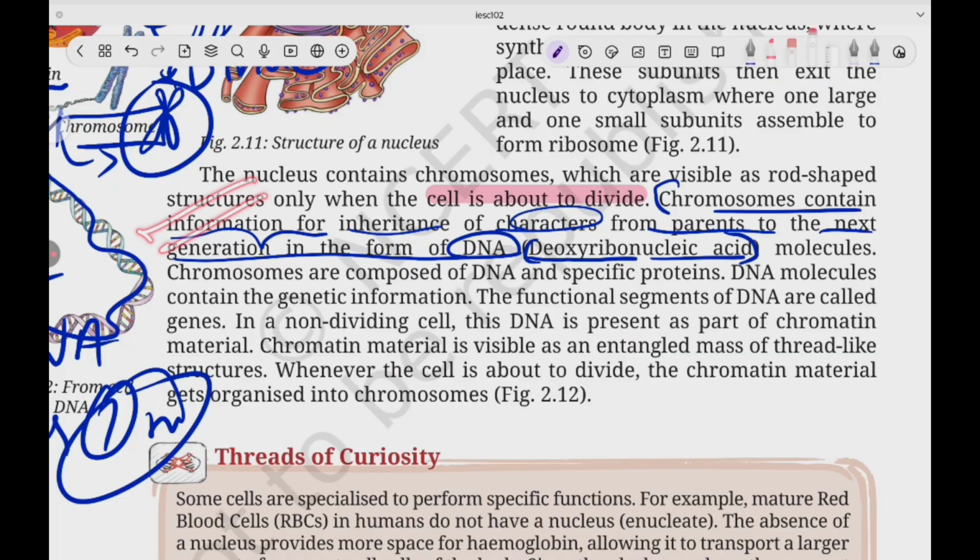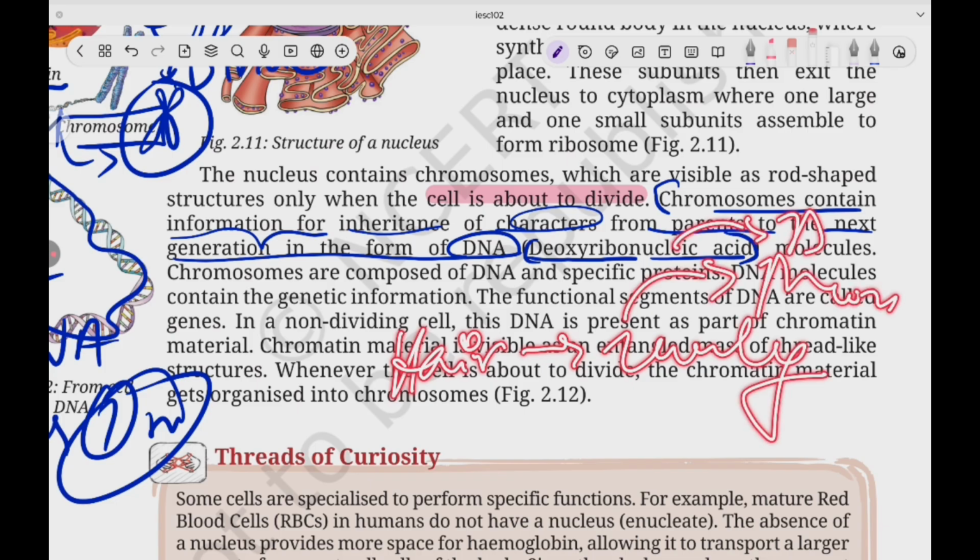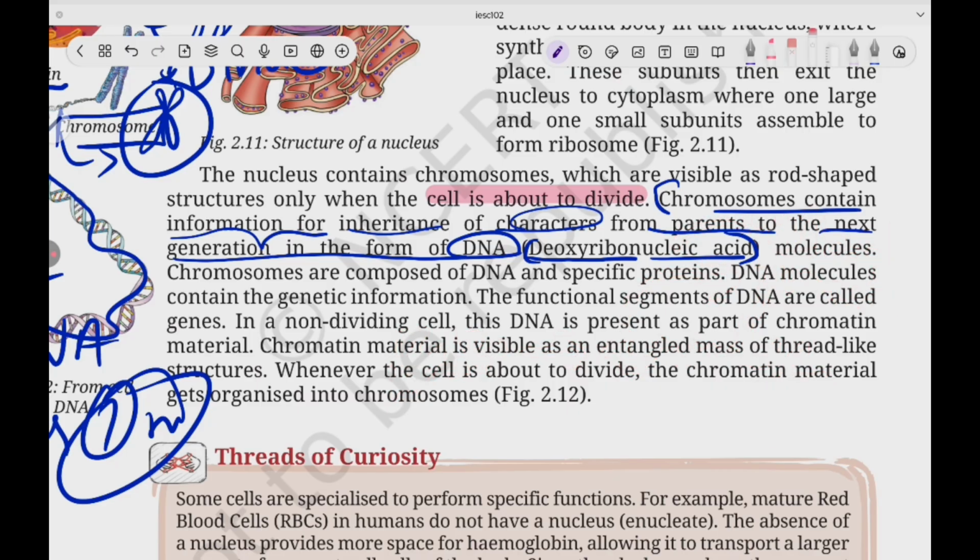You are getting characters from your parents, like your eye color. Your mom and dad both have black, so you get the same black color for your eye. Your hair, if your hair is curly, you may get it from your mom or your dad. So these chromosomes contain the inherited characters from your parents in the form of DNA. DNA is genetic material, containing the genes.